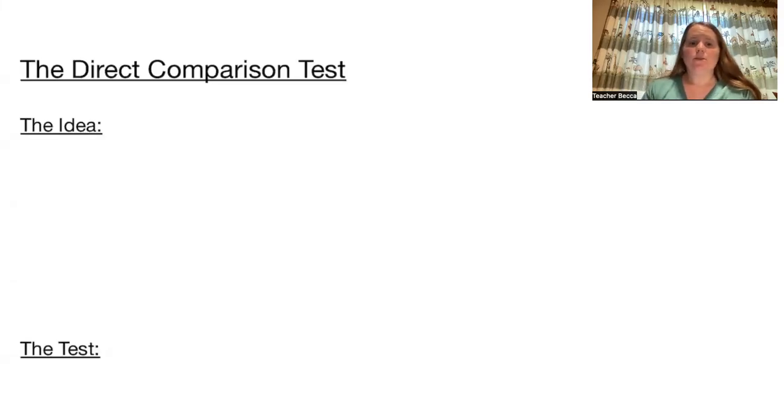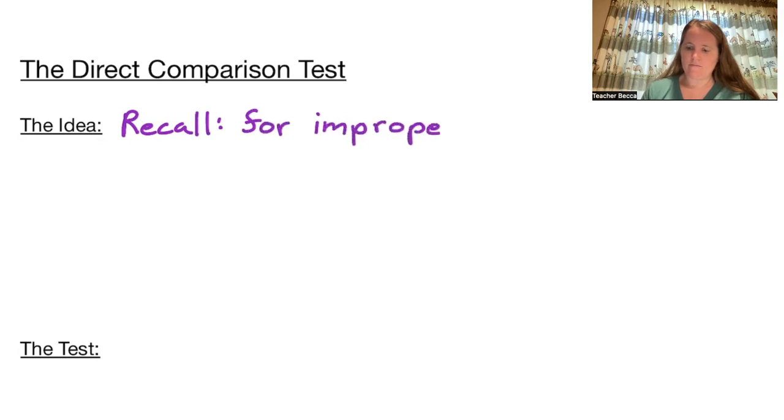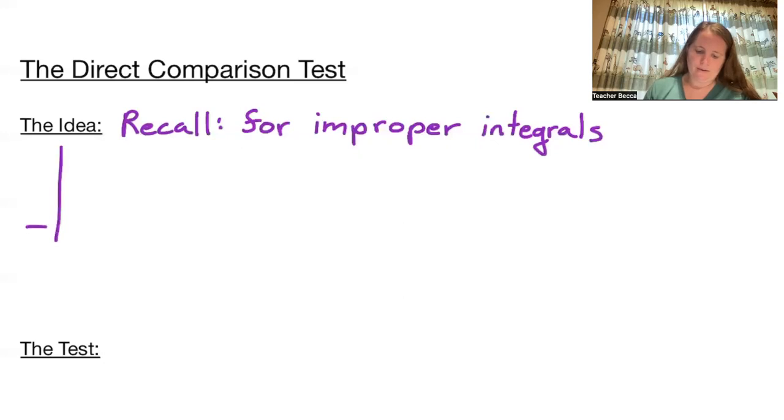Welcome to the direct comparison test. So the idea here, recall that for improper integrals, if we could essentially trap one region inside another, right?